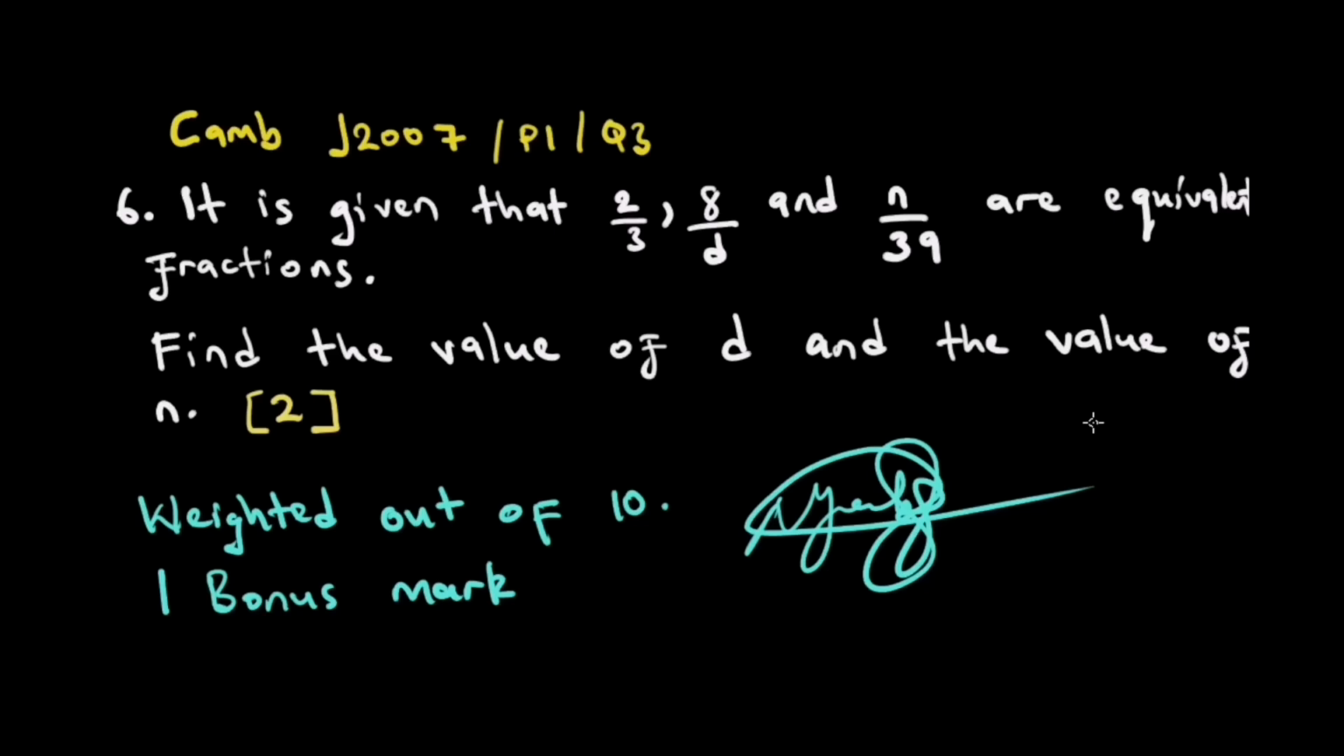Our last question, Cambridge June 2007 paper 1: it is given that 2/3, 8/D and n/39 are equivalent fractions. Find the value of D and the value of n. This is 2 marks. So our homework is weighted out of 10. There is 1 bonus mark, and this is my signature to seal that it is done.